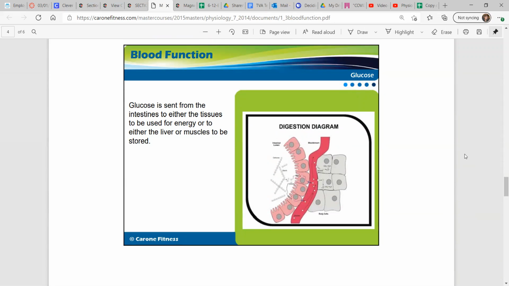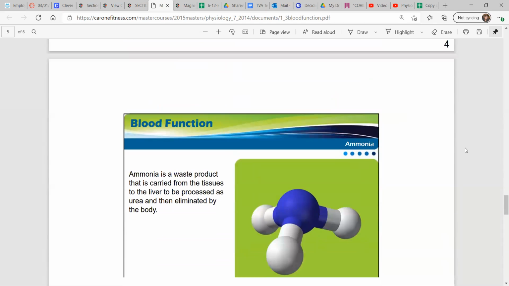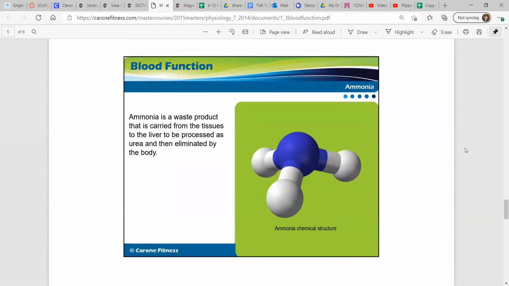Glucose is sent from the intestines to either the tissues to be used for energy or to either the liver or muscles to be stored. Ammonia is a waste product that is carried from the tissues to the liver to be processed as urea and then eliminated by the body. And this is the chemical structure of ammonia.